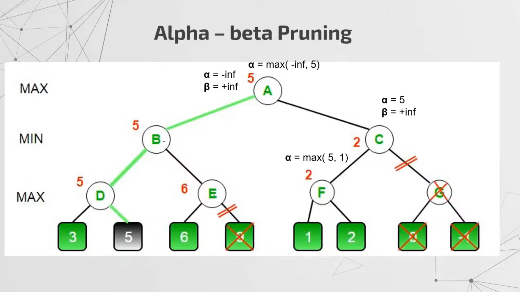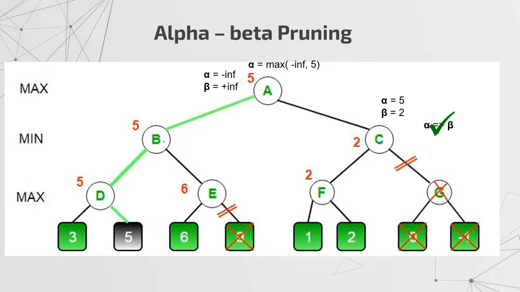F looks at its right child, which is 2, hence the best value of this node is 2, alpha still remains 5. F returns a value of 2 to C. At C, beta is the minimum of plus infinity and 2. The condition becomes true because beta is 2 and alpha is 5. So it breaks and it does not even have to compute the entire subtree of G.